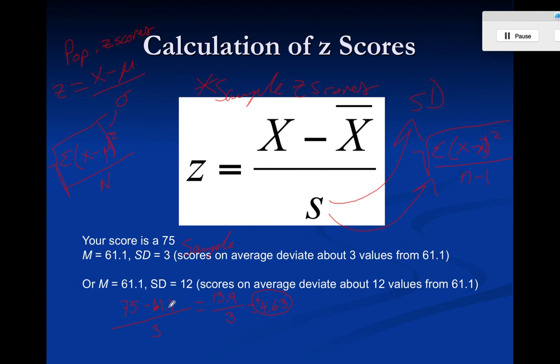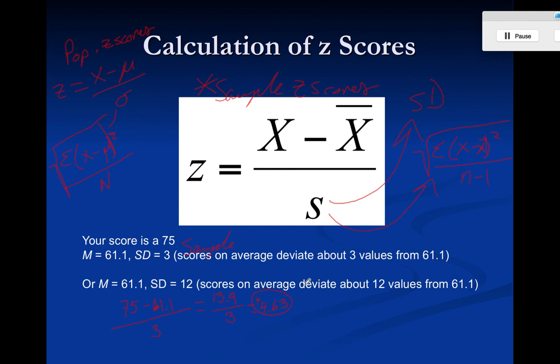But even though I'm indicating that at this point, the most important thing to recall is that our raw score is above the mean, and it is above the mean by exactly 4.63 standard deviations. That's how we're going to read this information, and that's very, very important. So now let's look at the next example. The score is still 75, my average is still 61.1, and my standard deviation is now equal to 12.